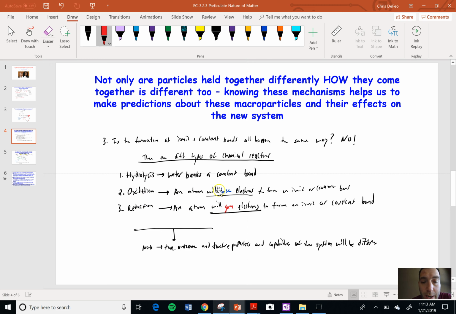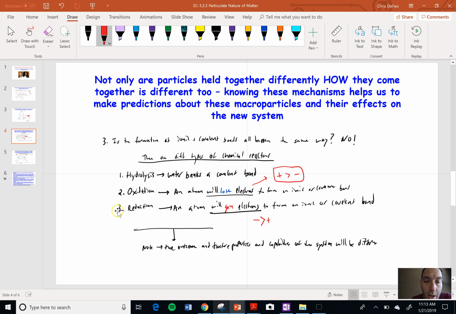Normally kids think, oxidation, you lose electrons, you must become more negative. No. When you lose electrons, a particle will have more positive than negative charge. Okay? If it has more positive than negative charge, it will have very different consequences. Now, if it's reduced, the particle will have more electrons than positives, which will make it more negative.